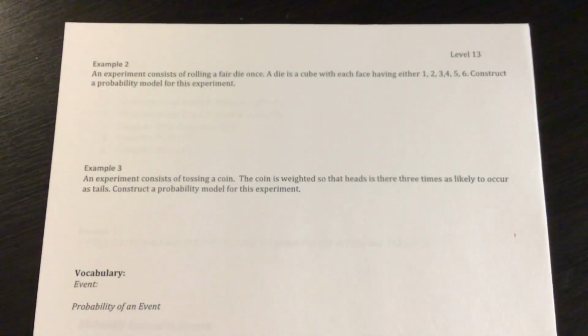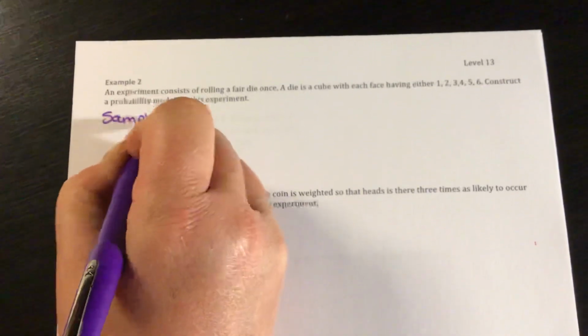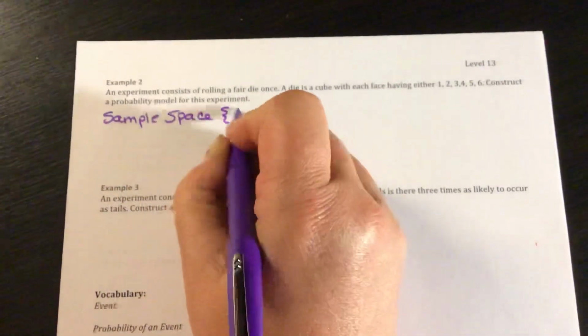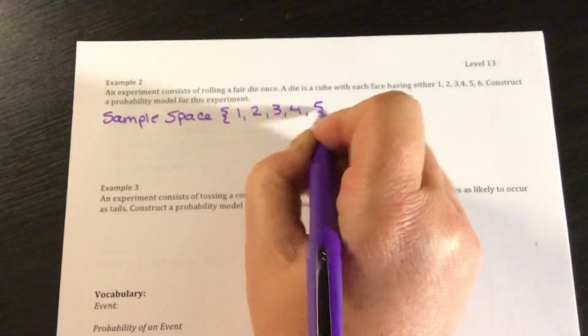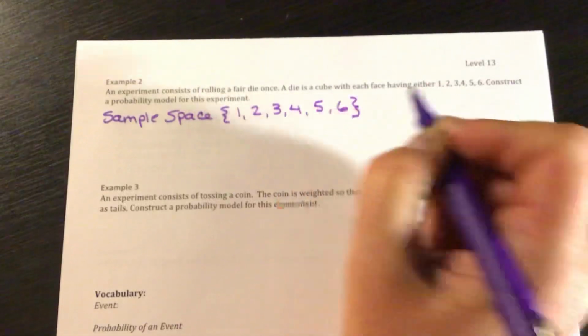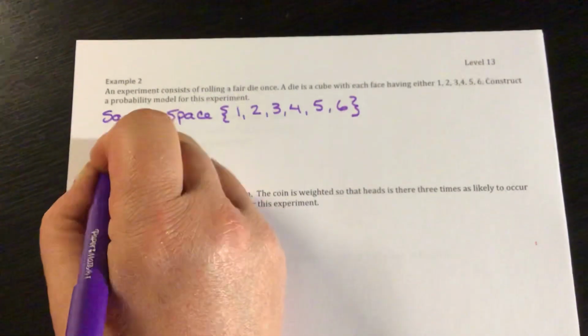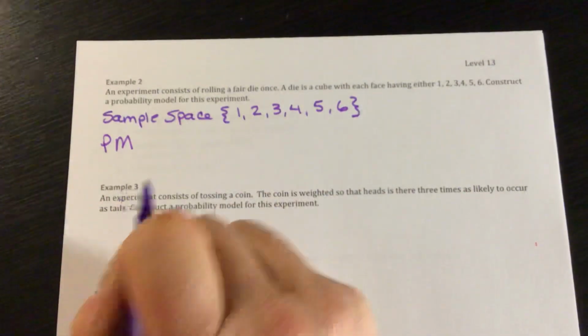So first of all, we need to know what is in the sample space. In my sample space, I have a 1, a 2, a 3, 4, a 5, or a 6. That's my sample space. So my probability model is the probability of each one of these happening.